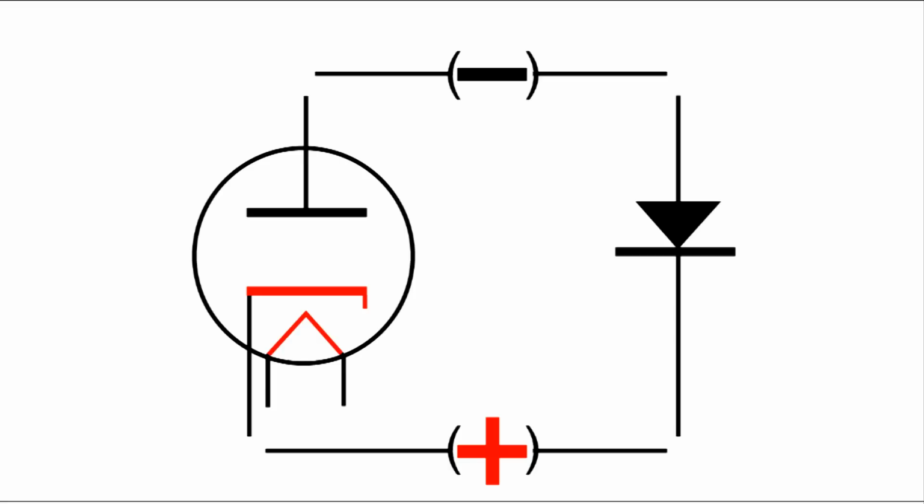However, if we were to reverse that, have negative on the cathode and positive on the plate and anode, we do have a current flow. So this is what is meant by a rectifier. It only allows current to flow in this direction when the cathodes are negative and the plate and anode are positive.